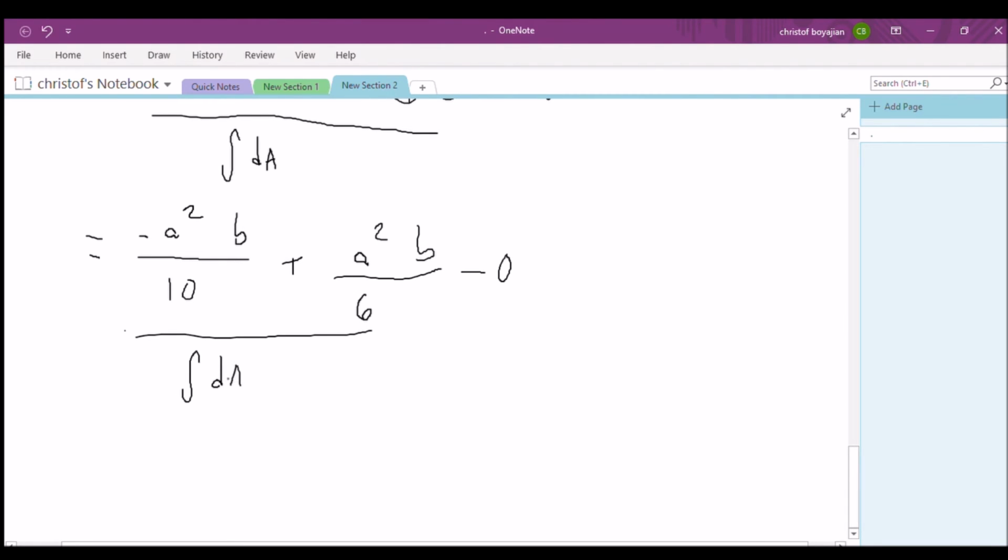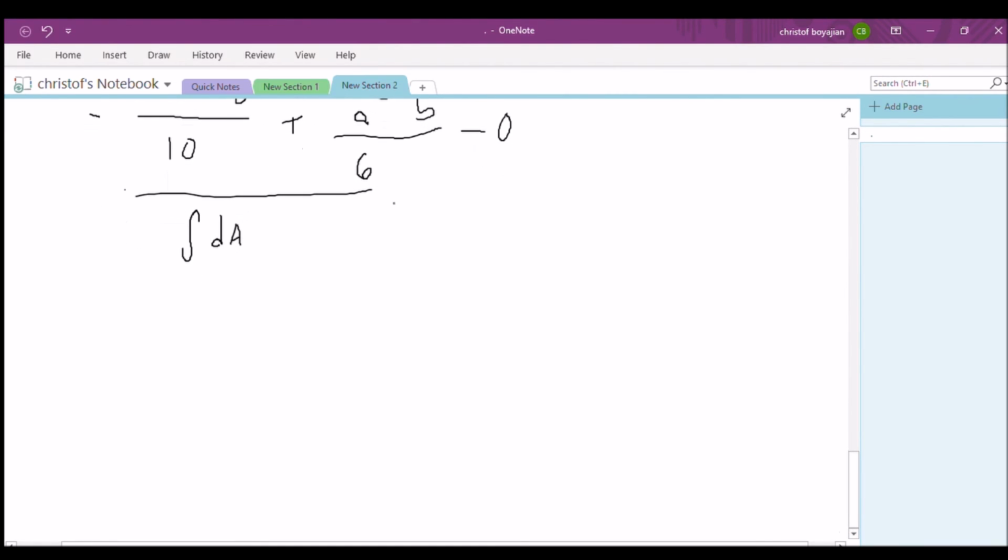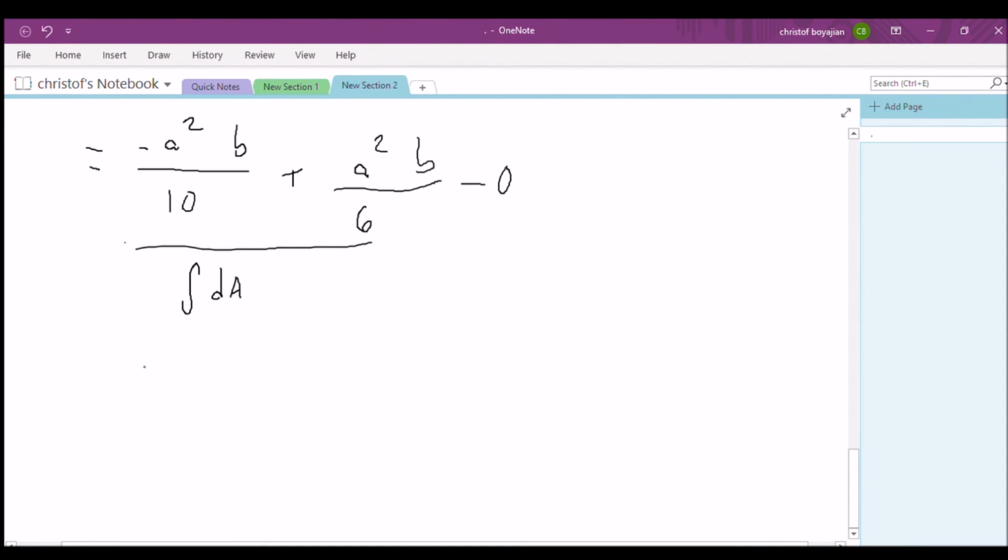All right. Now let's go ahead and simplify this here. We have like terms, so let's go ahead and combine those. If we get our terms to a common denominator of, let's say, 60. Okay, so we have 6 over 60, negative 10 over 60, plus 10 over 60. So it should be 4a squared b over 60 divided by our dA.